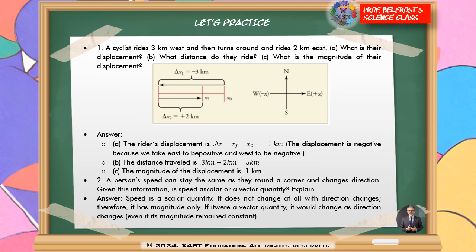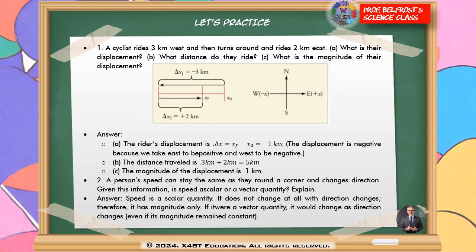The second question of the first problem: the distance traveled. You travel 3 kilometers to the west, and you travel 2 kilometers to the east. You don't need to consider the direction; you just need to take the absolute values. So 3 and 2 kilometers, that is 5 kilometers. And point C, the magnitude of displacement, is simply 1 kilometer. Very simple.